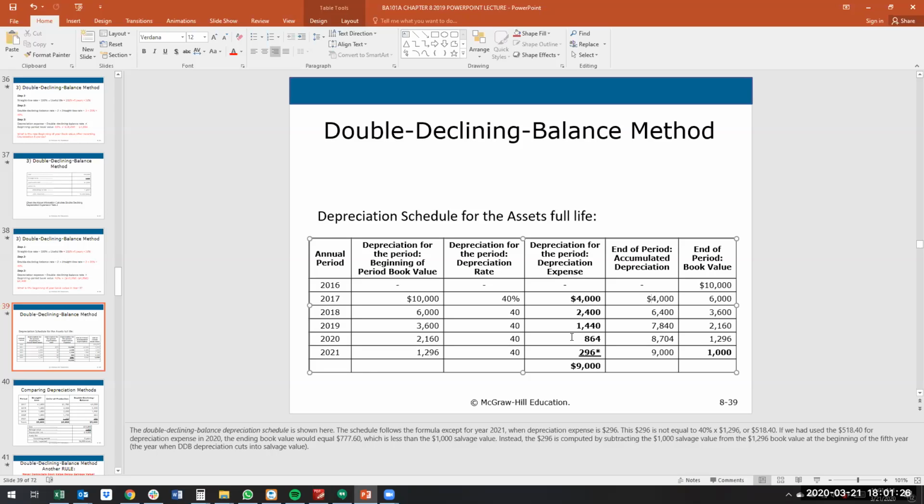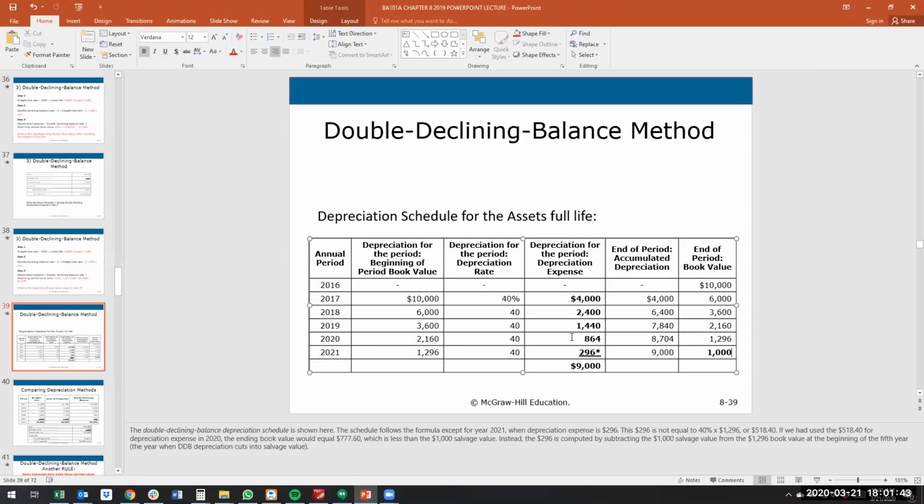Then this is our end of period accumulated amortization and our net end book value. Then we're going to take the net end book value and multiply it by the 40%, which is where we get the 2,400. And we continue so on and so forth to continue to calculate the net book value and then multiply it by the 40% until we get to the end.